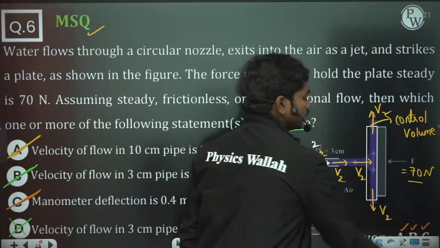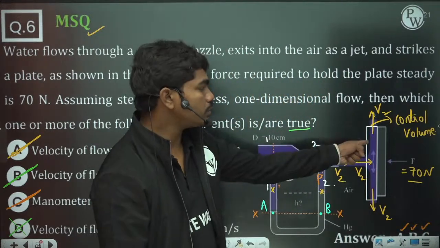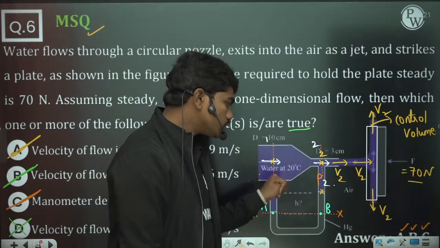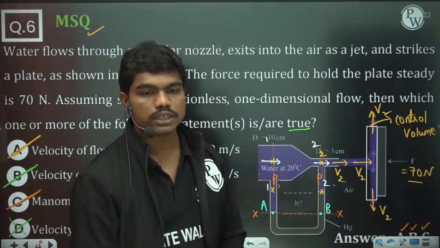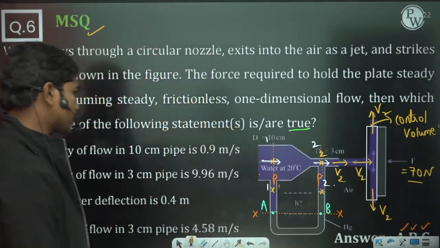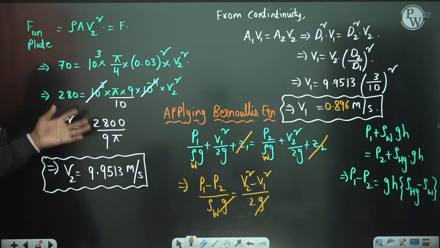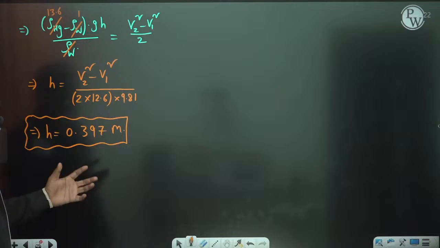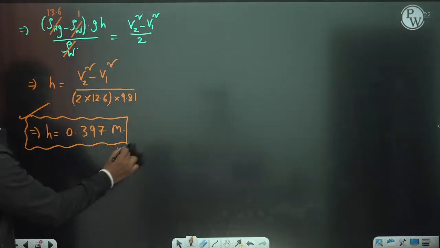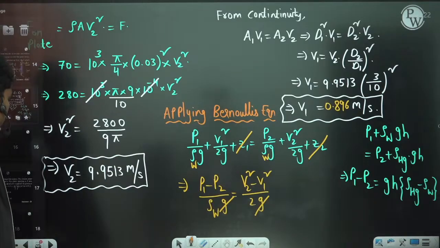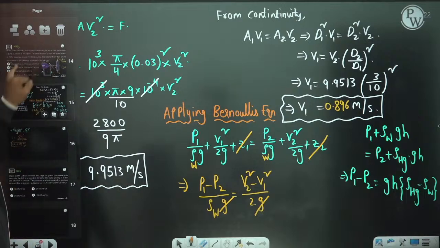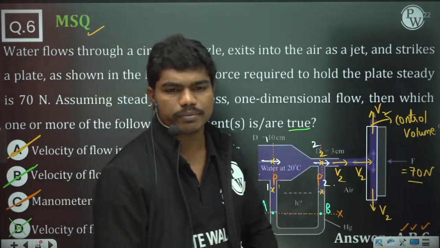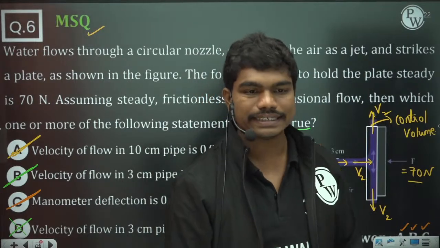To solve this question, we have used the linear momentum equation, mass conservation, Bernoulli's equation, and also the concept of manometer. Understood? That's why this is a good question. We have used all these concepts for the manometer. So h is equal to 0.397 meters. That's how we can solve this question. Clear? I hope it's understandable to you. Simple question, but again you need some understanding.